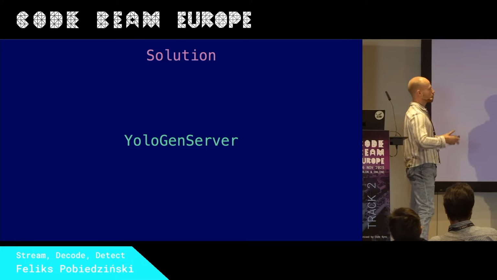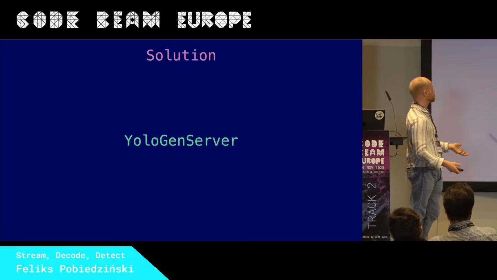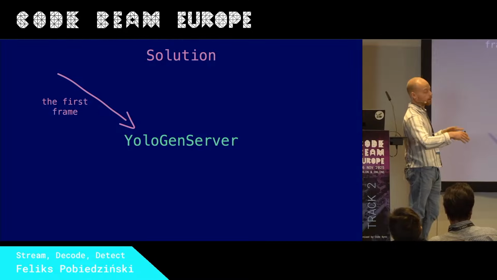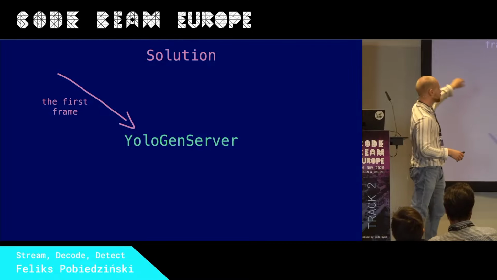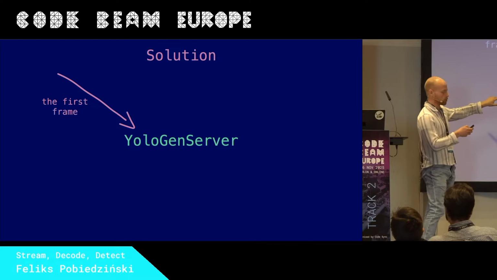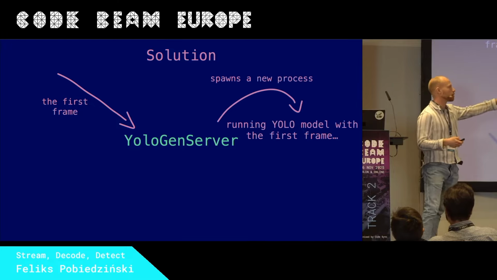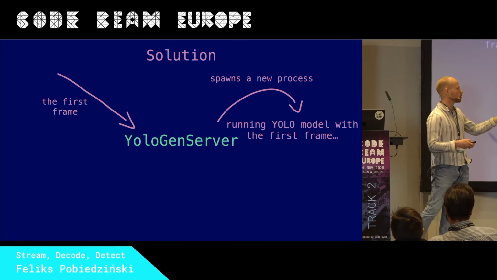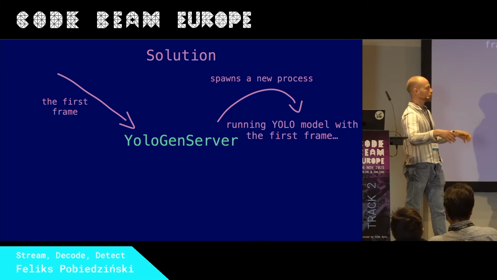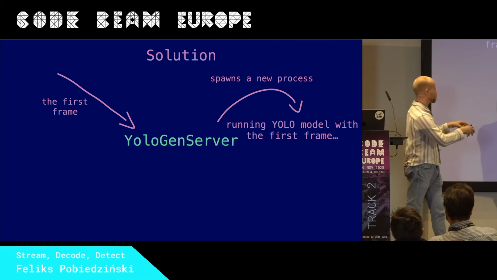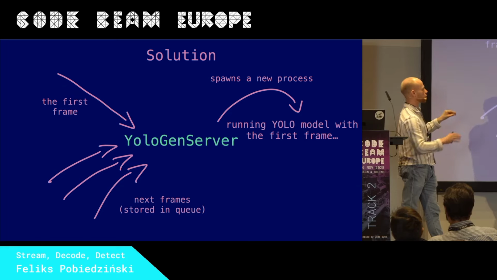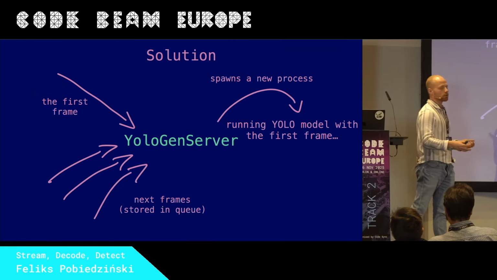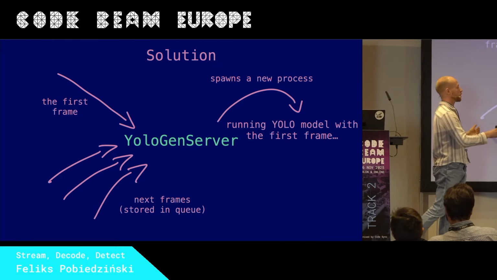I will spawn a special GenServer. I will call it YOLO GenServer, and it will receive all frames returned by Boombox. When the first frame hits the YOLO GenServer, it will spawn a separate helper process in order to run the YOLO model prediction concurrently. While the prediction is in progress, following video frames will hit the YOLO GenServer, and it will store them in a special queue in its state.